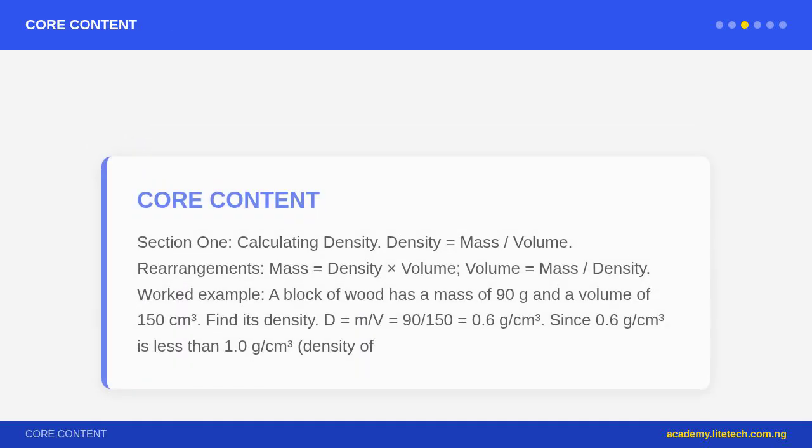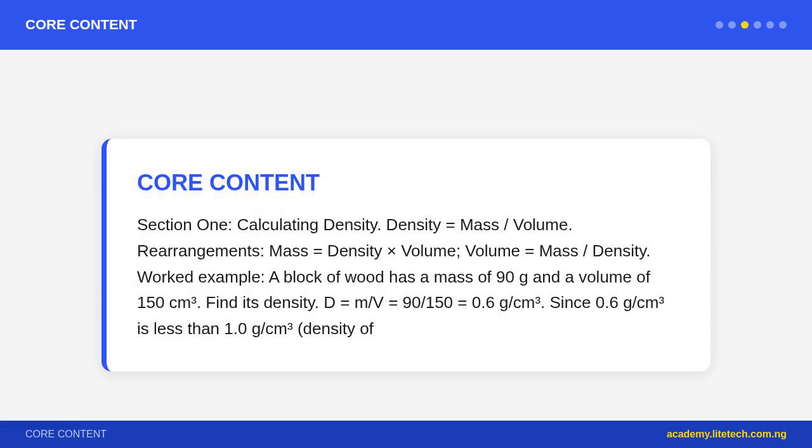When an object is placed in water, two forces act on it. Weight, W, equals downward force due to gravity, upthrust, U, equals upward force due to displaced fluid. If W greater than U, object sinks. If W equals U, object floats fully submerged, neutrally buoyant, like a submarine hovering.